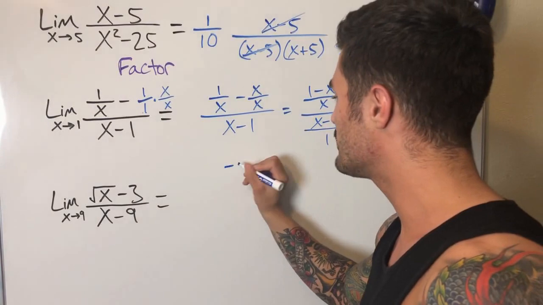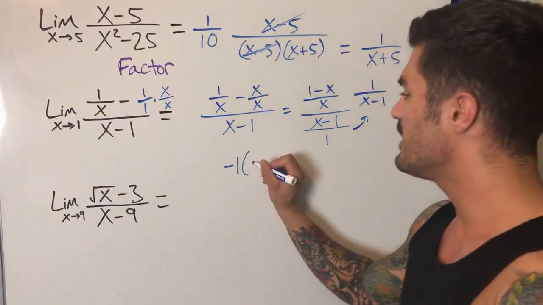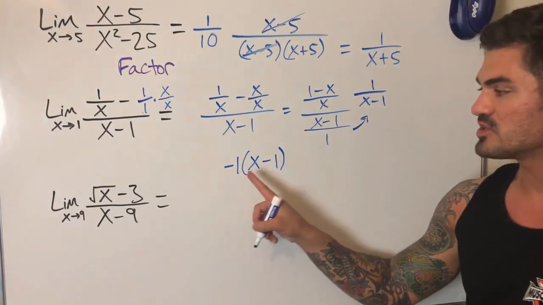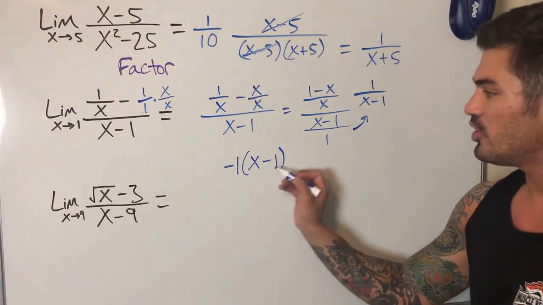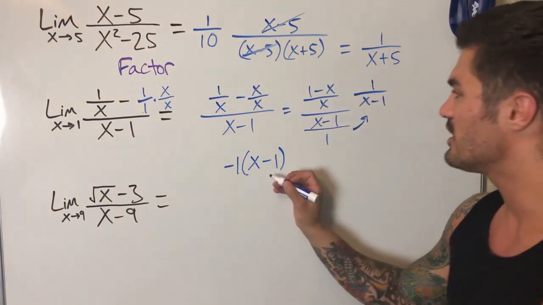Because look what happens when I factor out a -1. If I take a -1 out in front and I write x minus 1, look what happens when I put the -1 back in. It becomes minus x, which I have there, plus 1, which I have there. Same thing as what's here. I just factored out a -1.